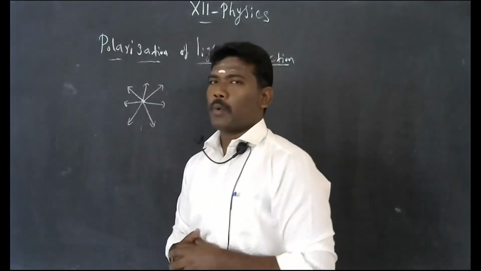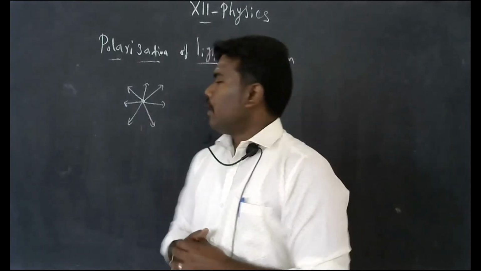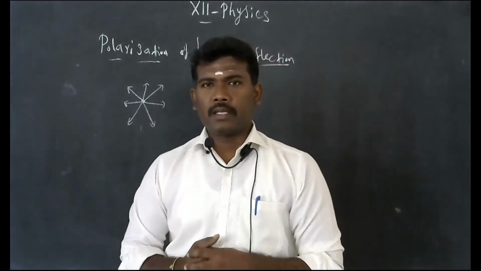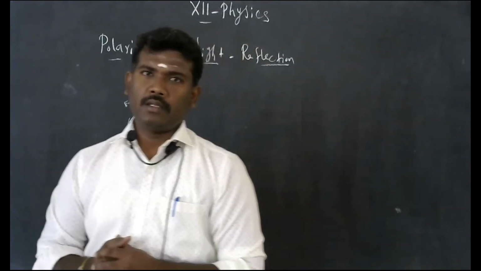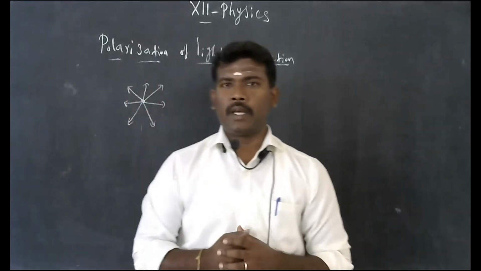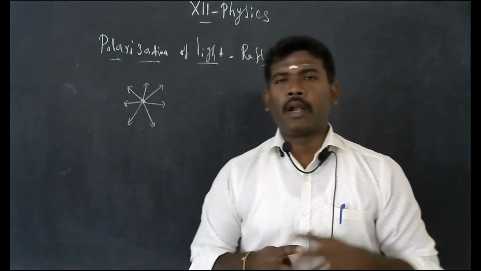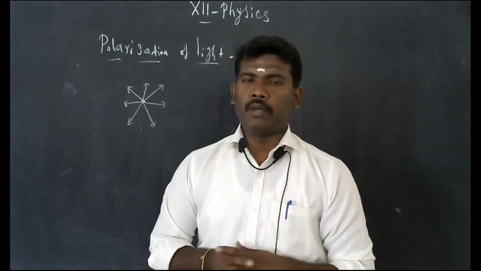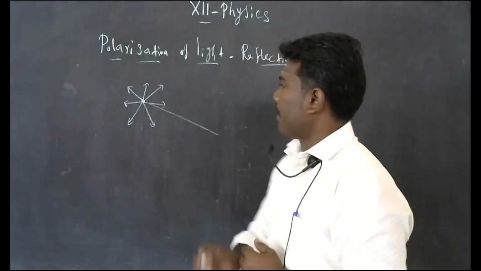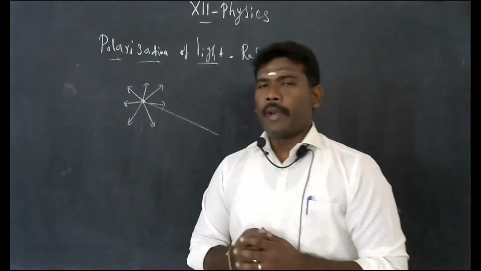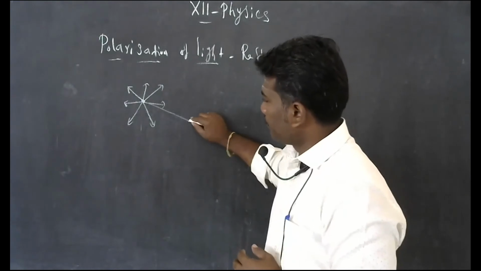Now consider the unpolarized light. It can produce vibrations parallel to the reflecting surface. Some of the vibrations are parallel to the reflecting surface, and a few of the vibrations are not parallel to it. In your textbook, the diagram representation for a vibration parallel to the surface is denoted by a dot symbol.